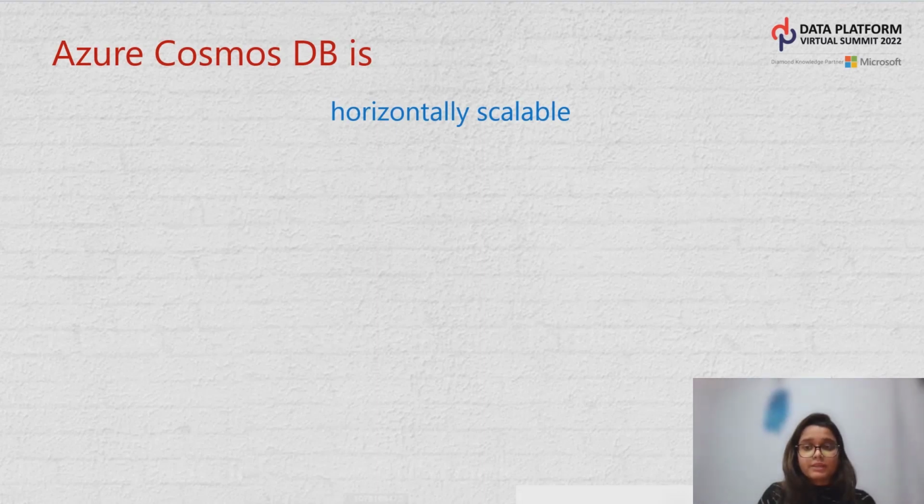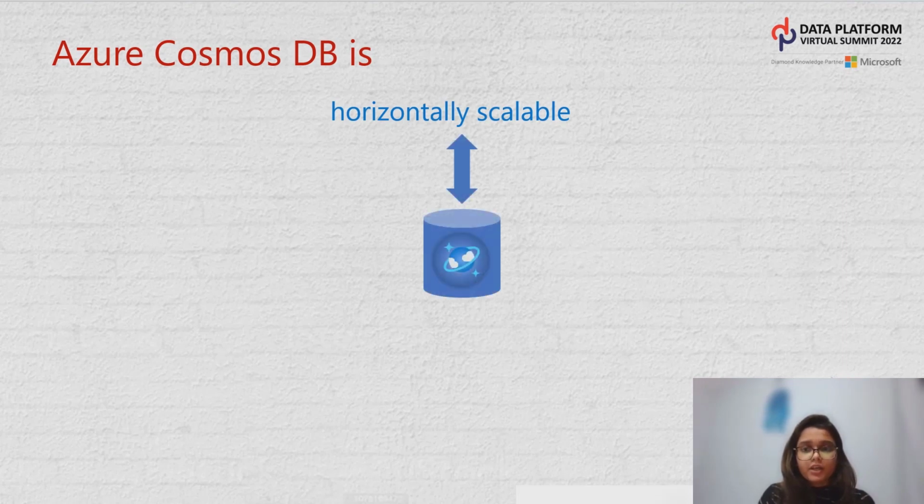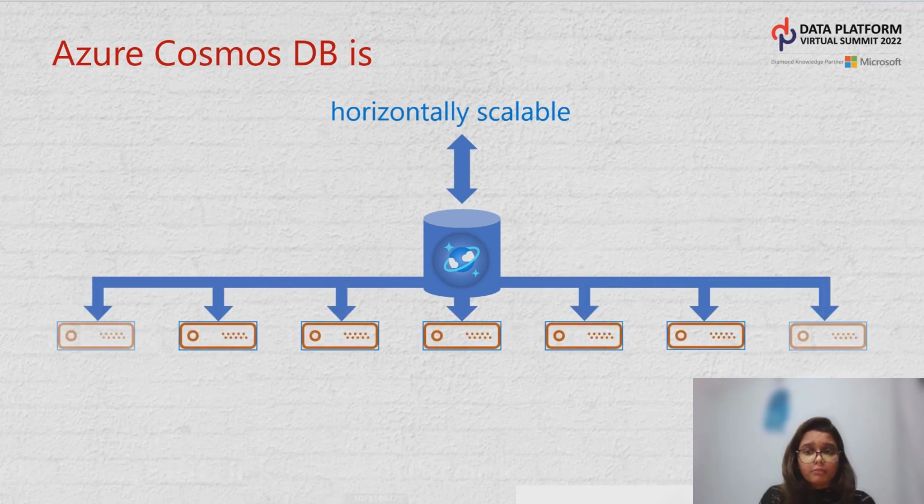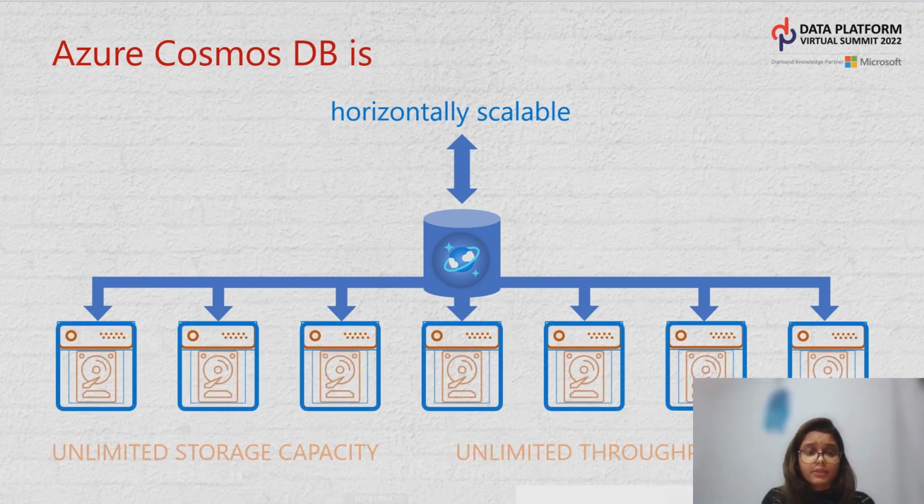So Cosmos DB is horizontally scalable. What that means is whenever you are interacting with Cosmos DB, you are interacting with a container, which can be thought of as a single logical resource. The resource is backed by a cluster of physical servers which have embedded storage and compute capacity. This is how we deliver unlimited throughput and unlimited storage capacity. The more servers you add into the cluster, the more storage capacity and throughput you get.